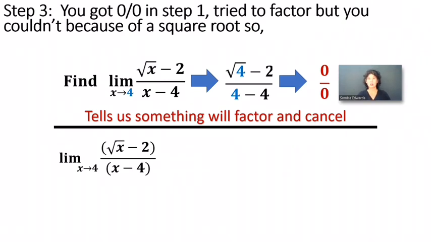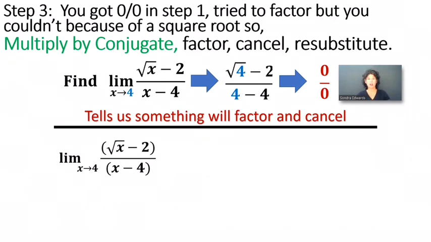We have 0 over 0. We tried to factor and we couldn't because we see a square root. So step 3, what you want to do is you want to multiply the numerator and denominator by the conjugate of the piece that has the root in it, because we want to get rid of the square root. You learned about conjugates in Algebra 2. So just very quickly, a conjugate, if I had x plus 2, then it would be x minus 2. If you had 3x plus 4, it'd be 3x minus 4. You're just changing the sign in the middle from positive to negative or negative to positive.